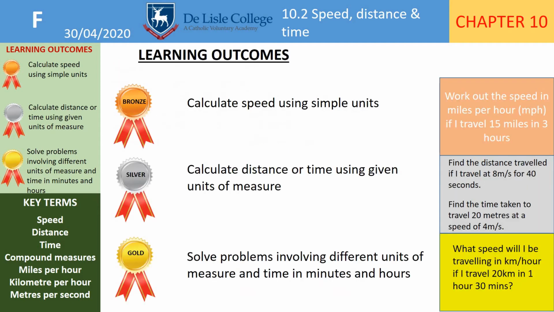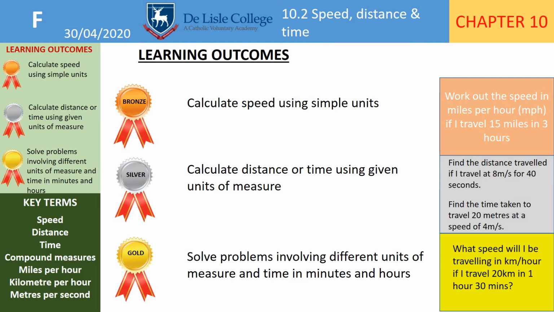So our bronze learning is to be able to calculate speed using simple units, an example on the right. Silver is to calculate distance or time using the given units of measure, an example on the right. And then the third one, solve problems involving different units of measure and time in minutes and hours.